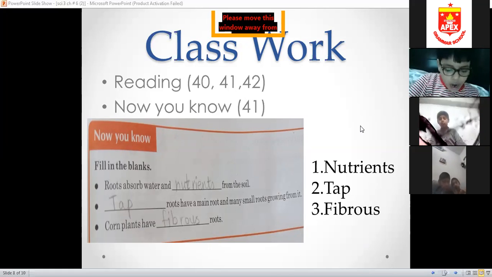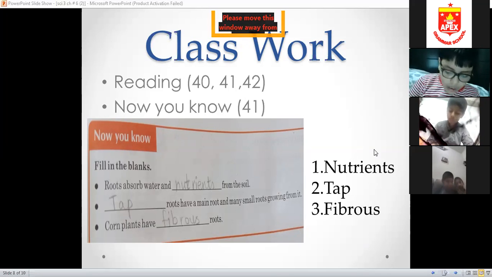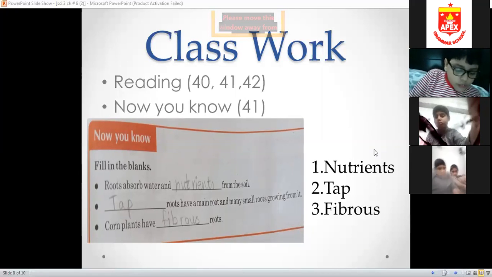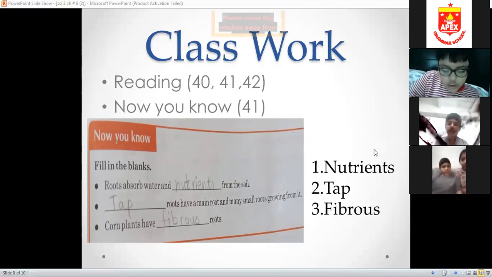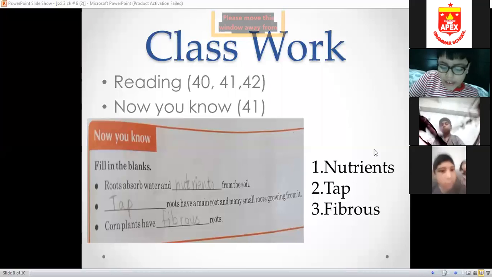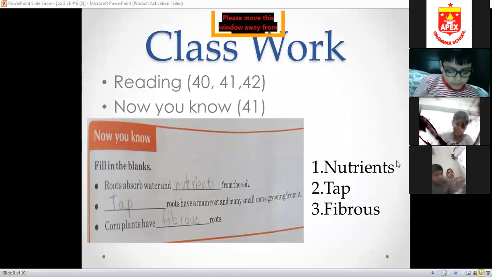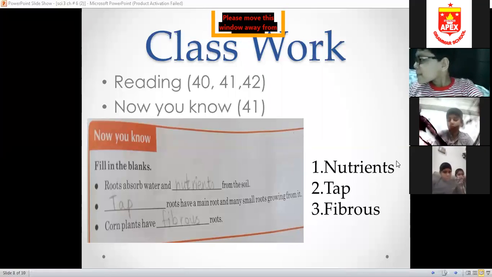Fibrous roots are a bunch of small thread-like roots which grow into the soil. Corn, wheat, and rice plants have fibrous roots. Okay, Mahat. Next, Imtishal is going to continue from the importance of root.